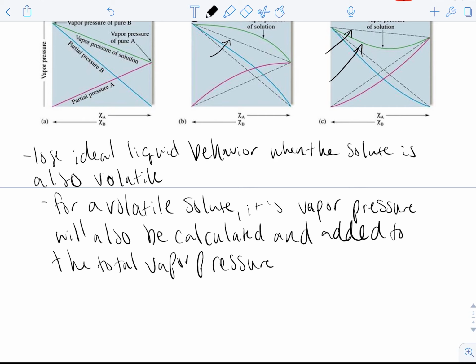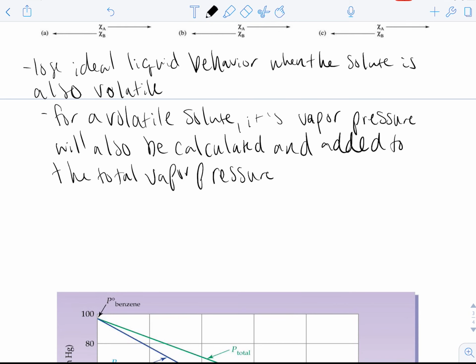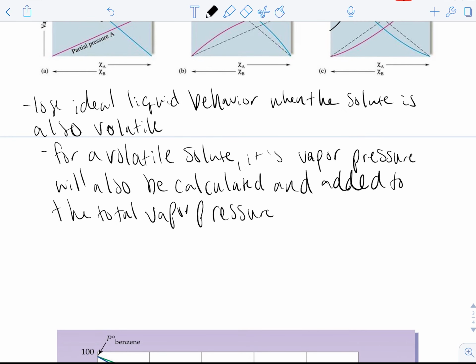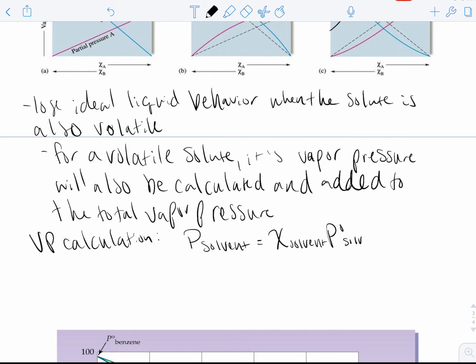So we're basically going to solve for the vapor pressure of our solvent, solve for the vapor pressure of our solute, add them together, and that will give us the vapor pressure of our solution. So we'll do our vapor pressure calculation. We do our P solvent, so this is when we're solving for the vapor pressure of our solvent in a solution, will be equal to the mole fraction of our solvent times the vapor pressure of our solvent in its pure form.